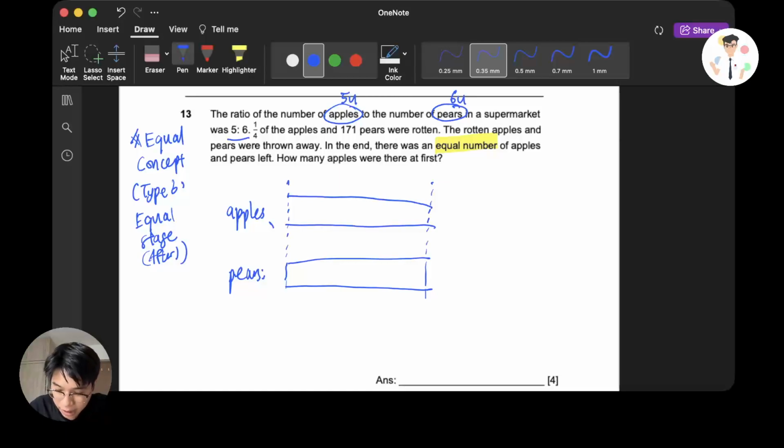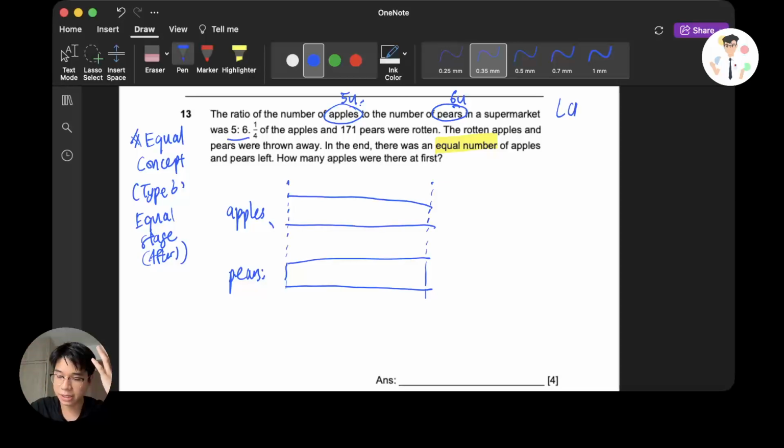Now, here it says 1 out of 4 of the apples were rotten. Teacher, 1 out of 4 of the apples were rotten means that if there are 4 units of apple, 1 unit is rotten. But teacher, that means I have 4 units of apple, but on top here I have 5 units. So one says 4, one says 5. These two are supposed to be the same, but they're not the same. So you're supposed to make it the same by looking for the LCM.